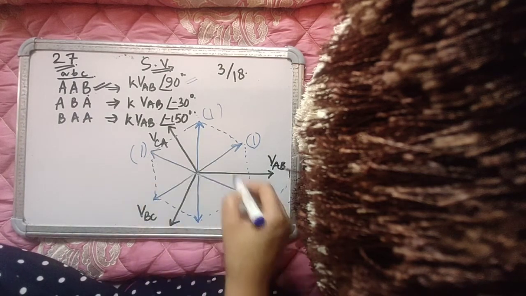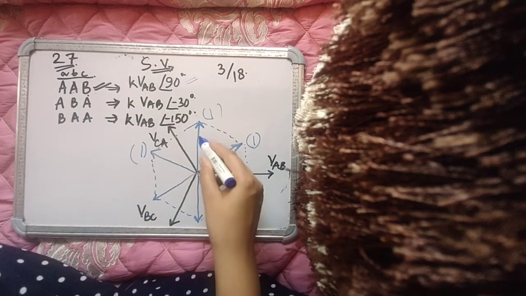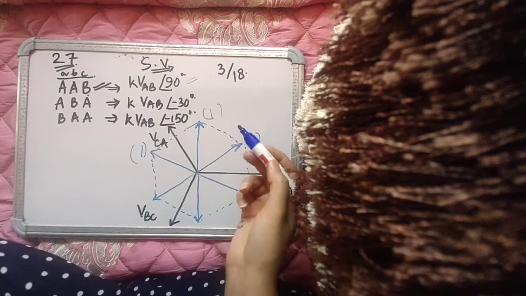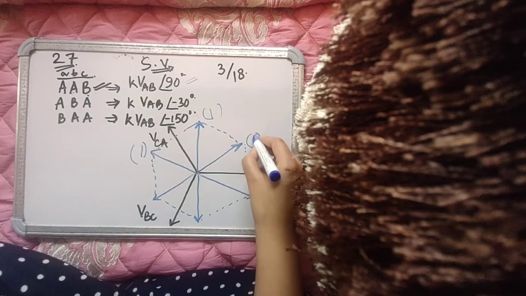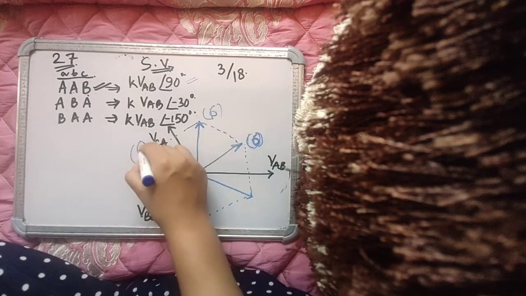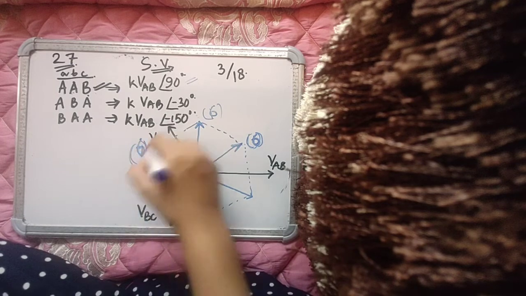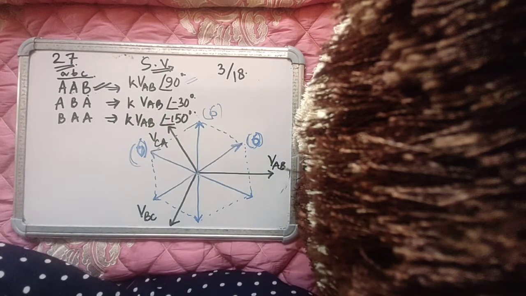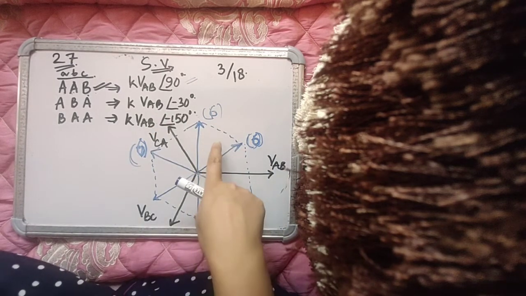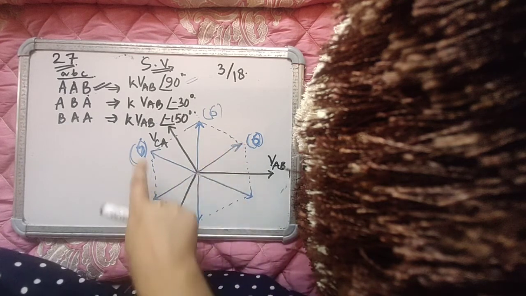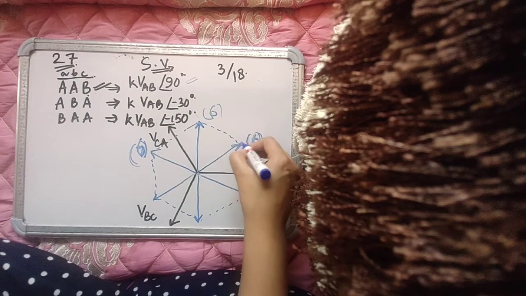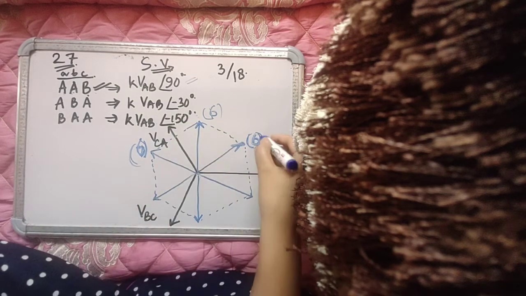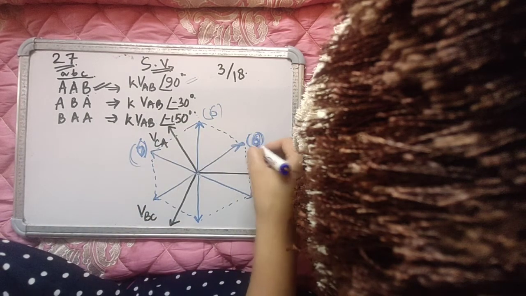So there are a total of 3 lines, each having 2 positions. That is a total of 6 positions. But each line will be occupied by 6 states. 6 into 3 is a total of 18. If you take up every state and find out its space vector, you will see that they occupy the same lines. That means the same output is produced by 6 states in a matrix converter.